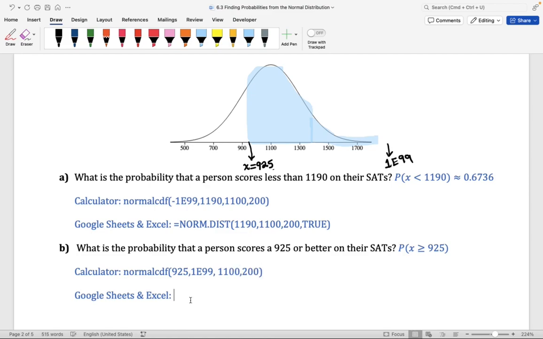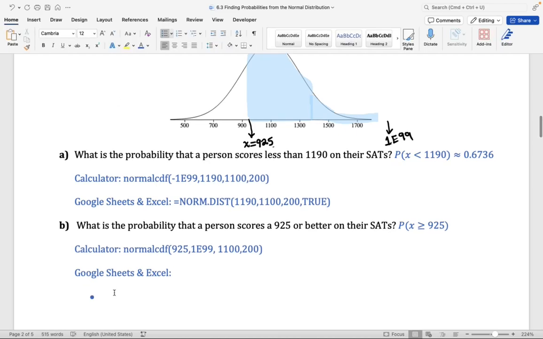On Google Sheets, we have to be careful. We're trying to find the area above an X value. Here, I'm going to be careful. I'm going to write two steps. First, we're going to use the function =NORM.DIST. Our X value is 925. Then we're going to type in the mean, then the standard deviation, and then TRUE. Once we find this, if we type this into Google Sheets or Excel, we're going to have the area to the left of X equal to 925.